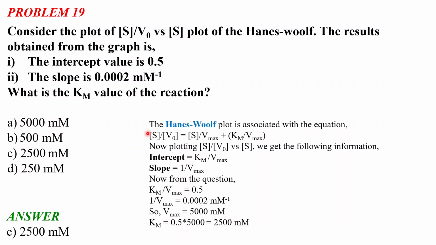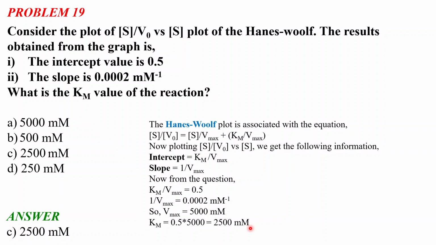Now I will show you how to solve. So the Hanes-Woolf equation is this: substrate concentration by V0, S by V0 equals S by Vmax plus Km by Vmax. So here, if you compare it with Y equals mx plus c, we have the intercept value Km by Vmax and the slope 1 by Vmax. So now from the question it is given that Km by Vmax is 0.5 and 1 by Vmax is 0.0002. So now Vmax, if you calculate all this, is 2500 millimolar. Okay.